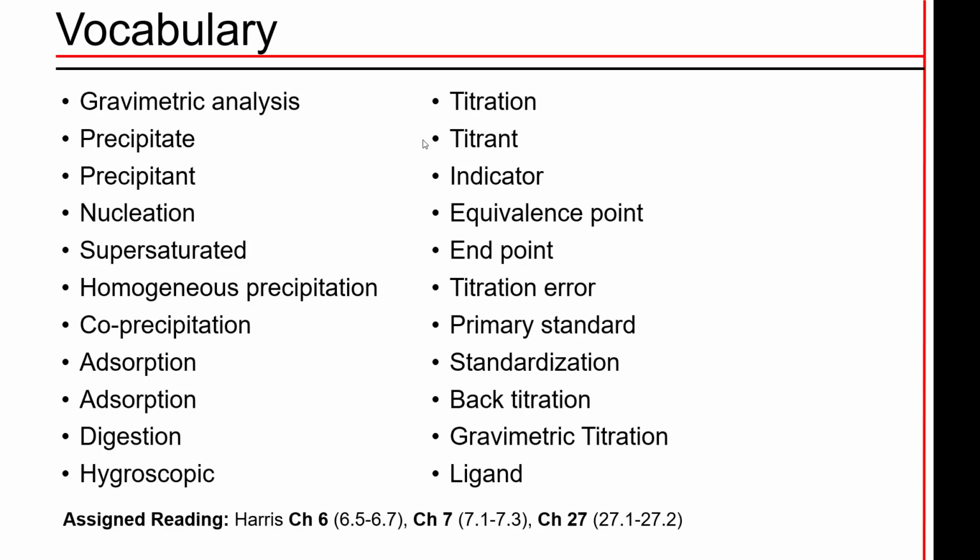So by the end of this week, looking forward down the road, after we cover titration or in preparation for covering titration, you should also add Harris Chapter 6, Section 6.5 through 6.7, and Chapter 7, Section 7.1 to 7.3 as part of your assigned reading. So for today, Chapter 27, Sections 27.1 and 27.2, that's all you need in terms of thinking about gravimetric analysis. But for later in the week, we start talking about titration, add these sections from Chapter 6 and Chapter 7 into the reading that you're doing.